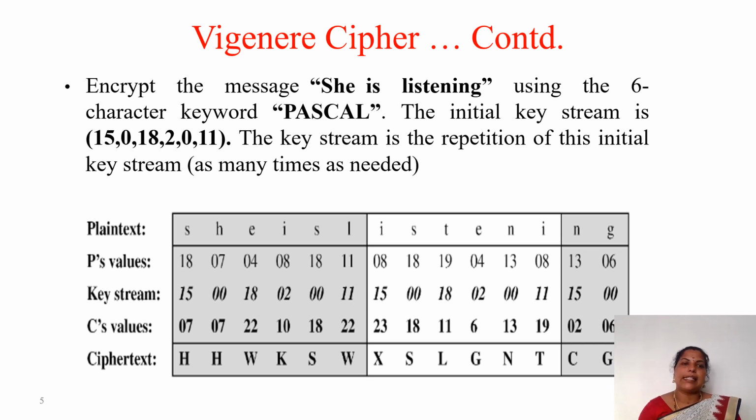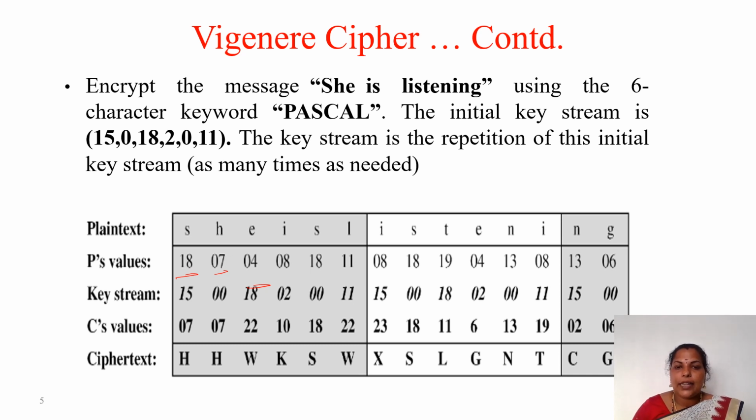So let us see one example. Encrypt the message "she is listening" using the 6-character keyword Pascal. The initial key stream is this one, and the key stream is the repetition of this initial key stream. Here the plain text "she is listening" is given. We have to map each and every character to an integer. So S is 18, H is 7, E is 4, and likewise it goes on. For each and every plain text letter we are just mapping it.